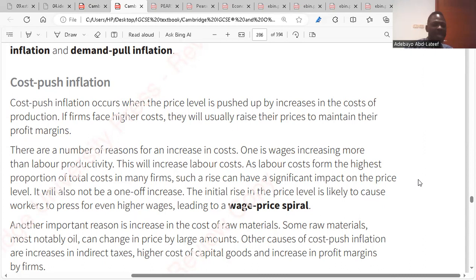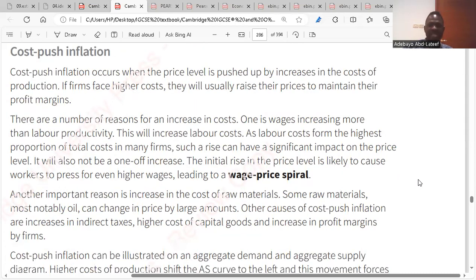As labor costs form the highest proportion of total cost in many firms, such a rise can have a significant impact on the price level. It will also not be a one-off increase. The initial rise in the price level is likely to cause workers to press for even higher wages, leading to a wage price spiral.